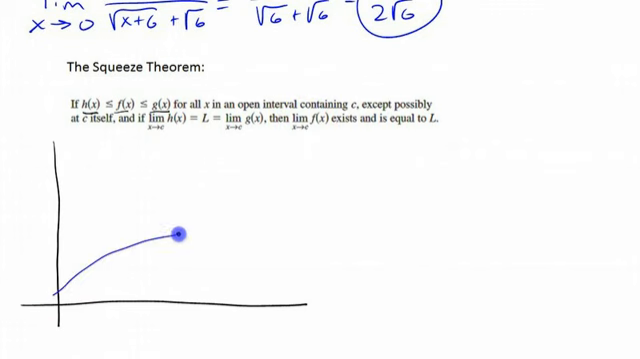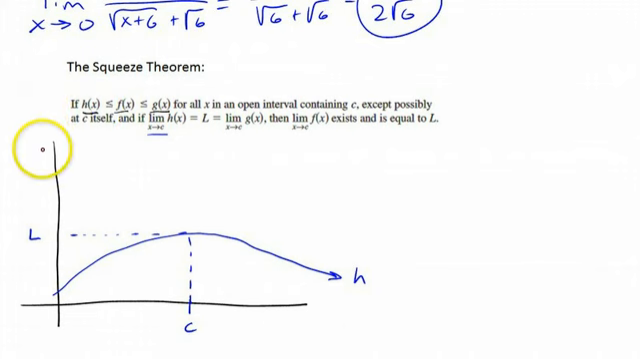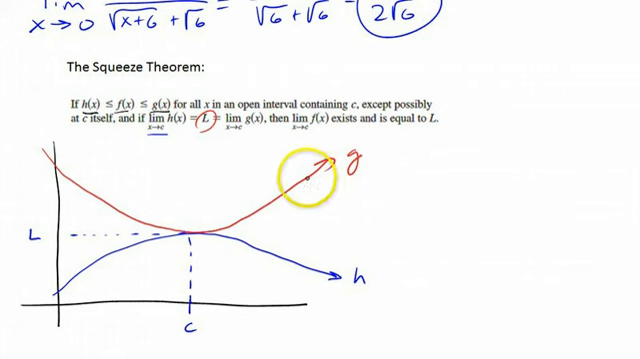Let's say that h of x is doing this. Okay, and here is c. So the limit of h of x as x approaches c equals L. So there's L. And let's say that f of x is between h of x and g of x. So I'm going to put g of x like this because its limit as x approaches c is also L. So there's g. And f is between them. So f is, let's say, doing something like this.